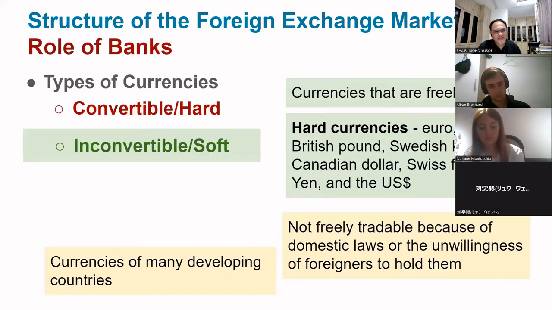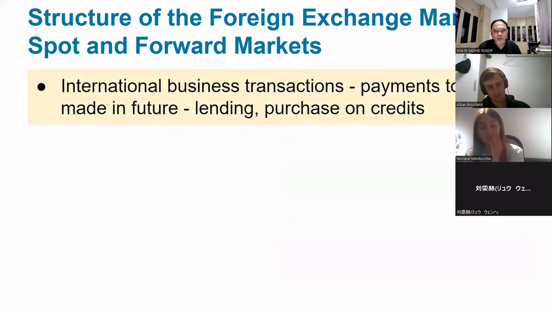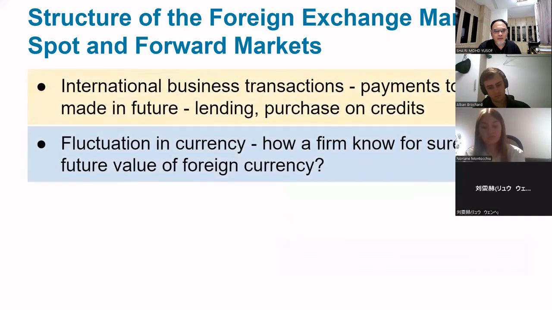So this is just mentioning the types of currencies. Now we move on to look at the spot and forward markets.